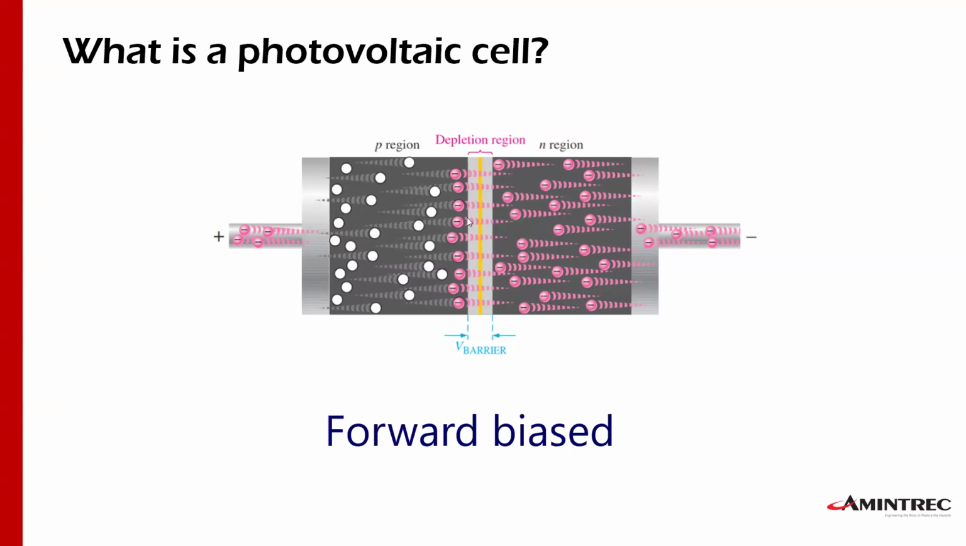So the holes will try to move and occupy a hole. But first of all, there will be a depletion region, and that will create a voltage barrier between those two materials. And this is called a forward biased diode. It's connected with the plus on the P region and the negative on the N region. In other words, the positive terminal is connected to the anode, and the negative to the cathode.